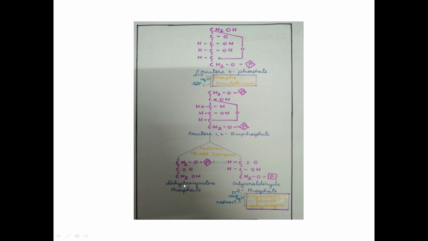Next one is the splitting phase. The 6-carbon fructose 1,6-bisphosphate is split into two 3-carbon components, glyceraldehyde 3-phosphate and dihydroxyacetone phosphate, by the enzyme aldolase. The enzyme phosphotriose isomerase catalyzes the reversible interconversion of glyceraldehyde 3-phosphate and dihydroxyacetone phosphate. Thus, 2 molecules of glyceraldehyde 3-phosphate are obtained from 1 molecule of glucose.